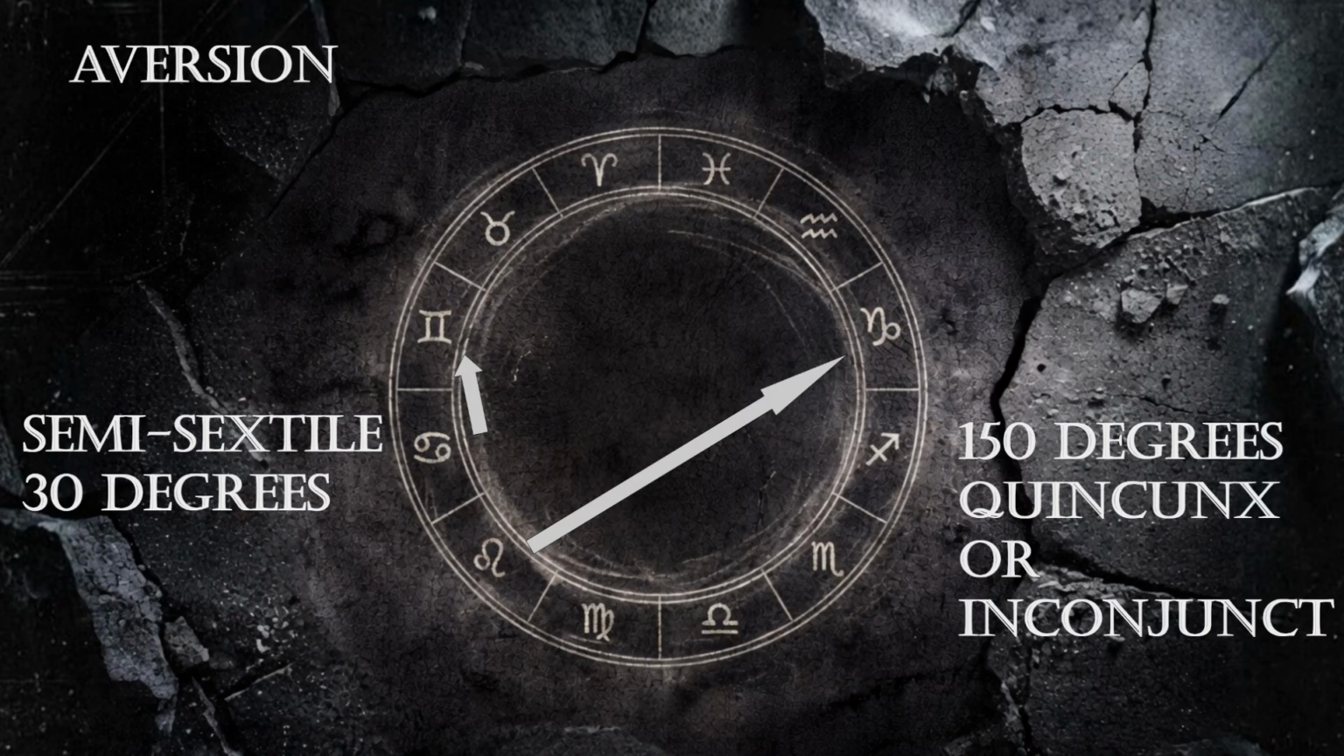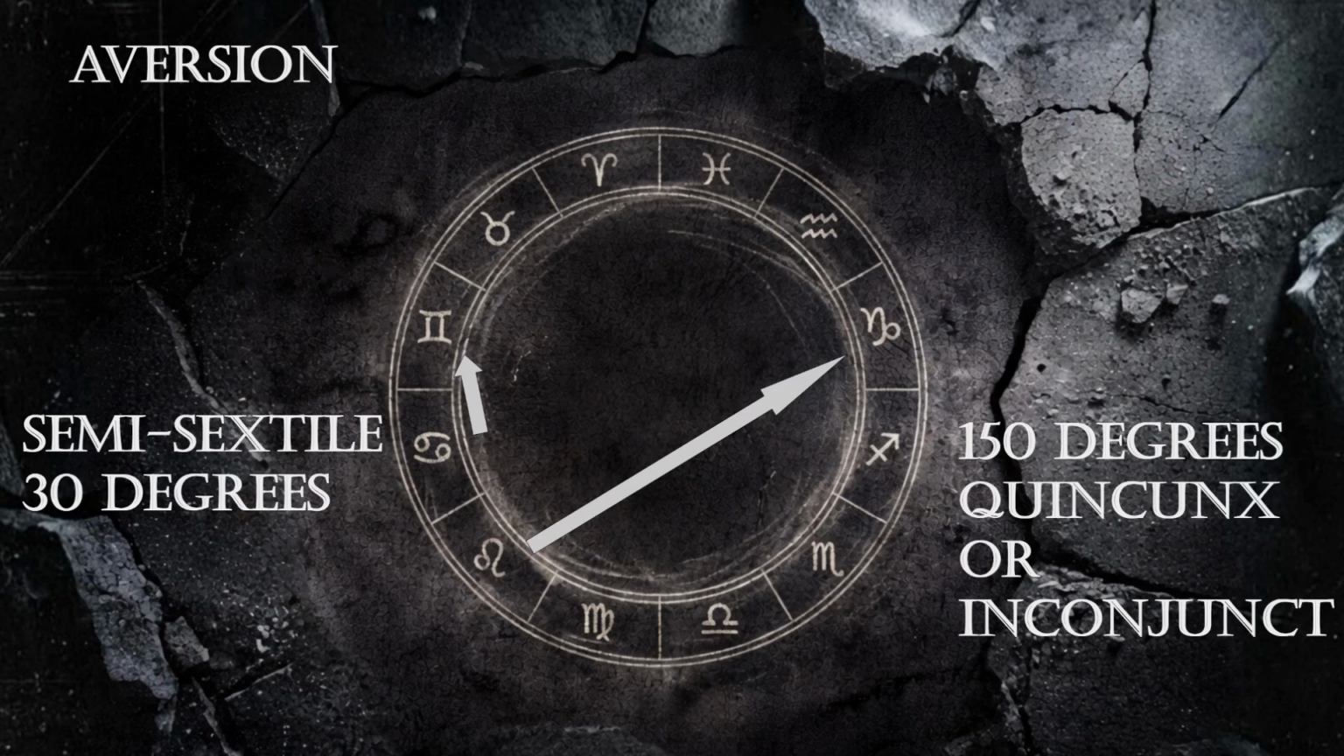Now, I want to make a note here that there is a semi-sextile, which would be half of the sextile, which is 30 degrees. And then there is the 150 degree aspect, which is called the quincunx. So now we understand that. So we're going to talk about the 30 degree semi-sextile, and the 150 degree quincunx.